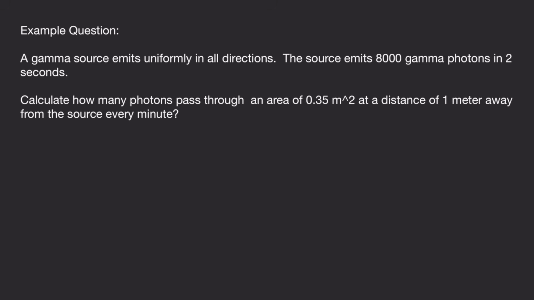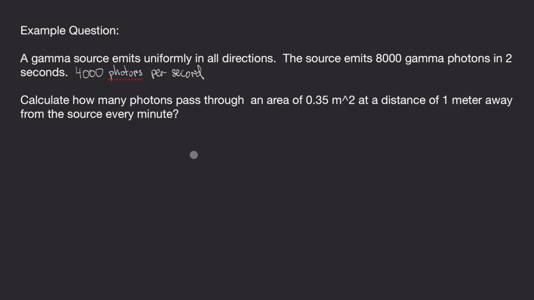Let's do an example question. A gamma source emits uniformly in all directions. The source emits 8,000 gamma photons in 2 seconds. Before we move on, I'm just going to write down that that means it emits 4,000 gamma photons per second. We need to calculate how many photons pass through an area of 0.35 square meters at a distance of 1 meter away from the source every minute.